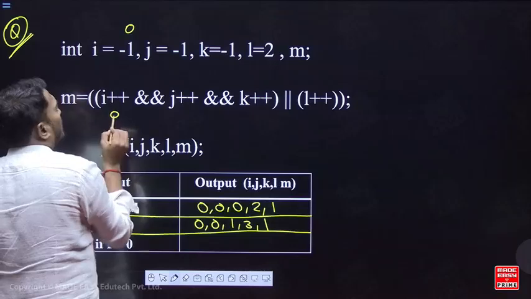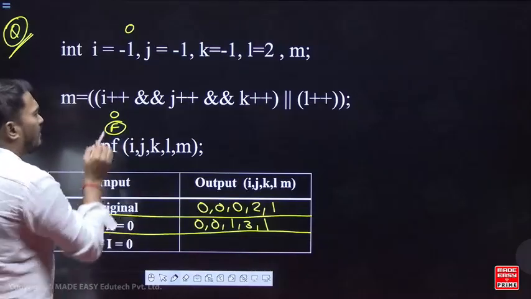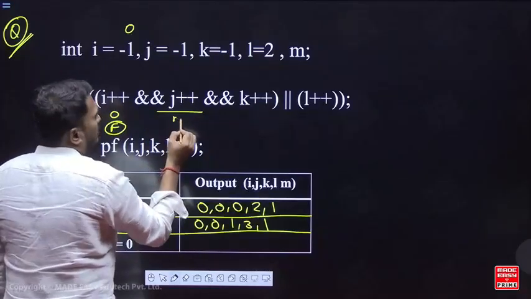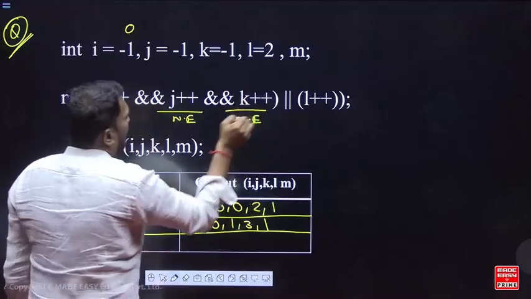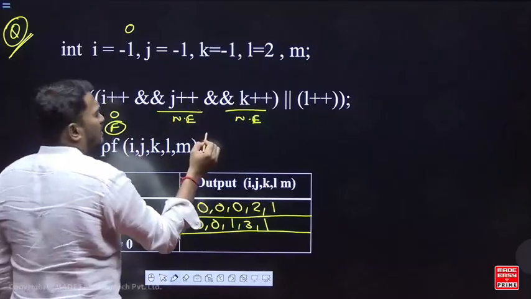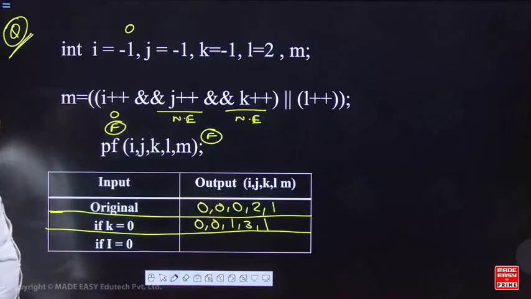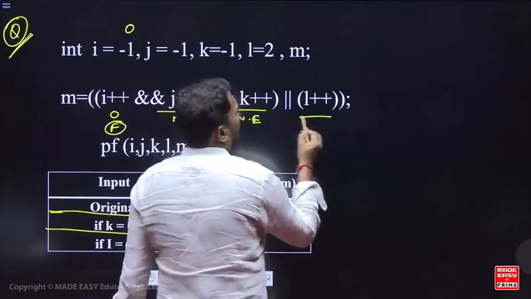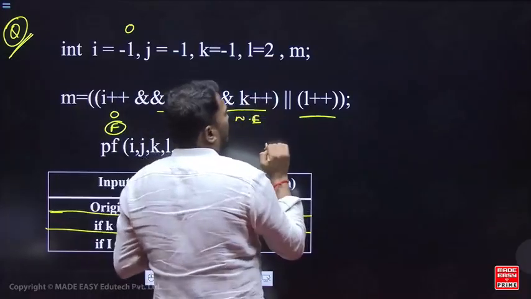i equal to 0, so you take it as 0 here. So 0 means it is treated as false. If the first one is false, i equal to 0, the first one is false. So this is not evaluated, and this is also not evaluated. So if this is false, this entire expression is false. When the entire expression is false, is this evaluated or not evaluated? Evaluated.